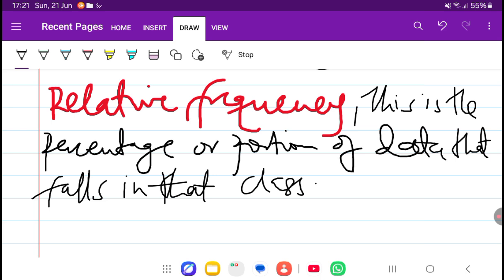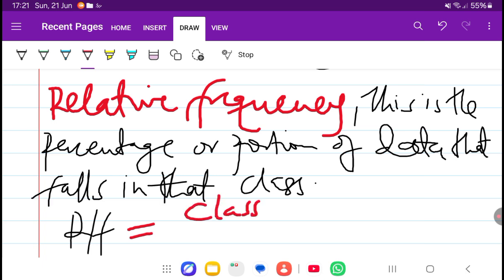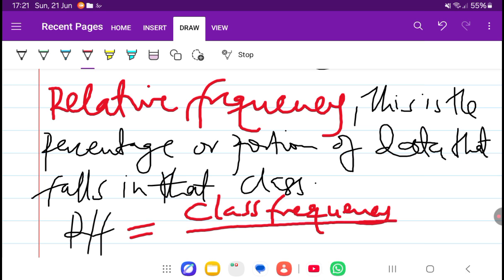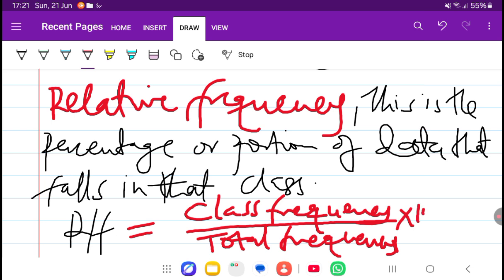So to find relative frequency, we can abbreviate it as RF. You get the class frequency over the total frequency, times 100 because it's a percentage. Others can say frequency over total frequency, summation F, times 100.